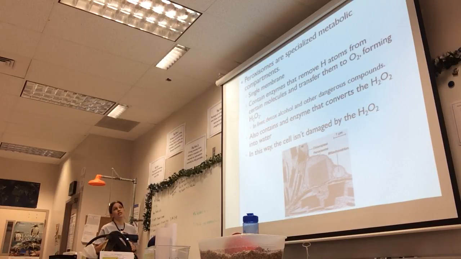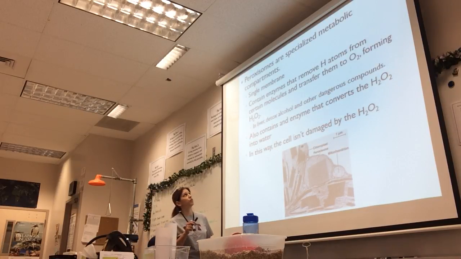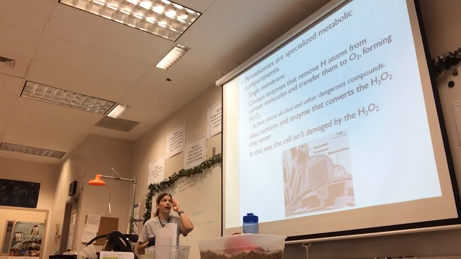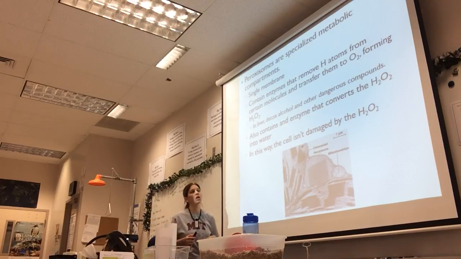And this is detoxification. For example, alcohol is detoxified by removing a hydrogen and producing hydrogen peroxide. The trick is hydrogen peroxide will kill you. It's very toxic. And so once a peroxisome produces H2O2, then what it's going to do is break this down into water. And so in this way, the cell isn't actually damaged by the H2O2 that's produced.